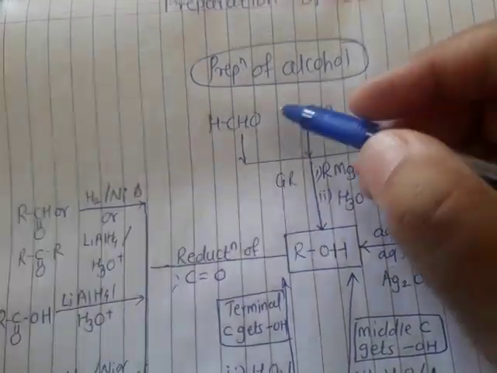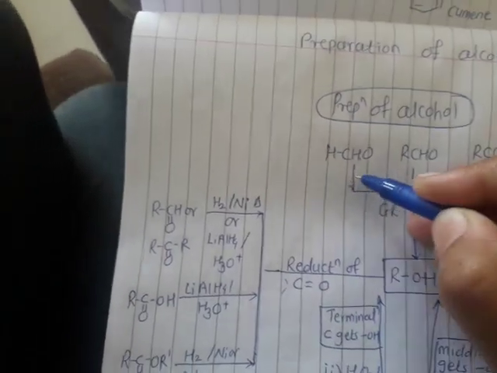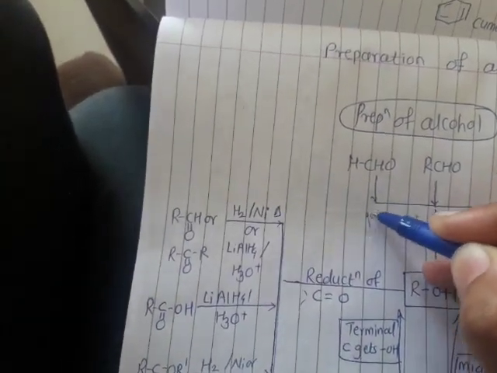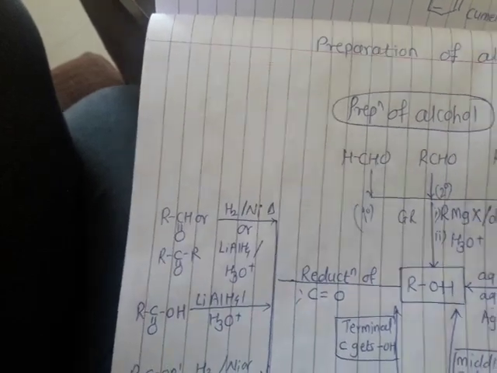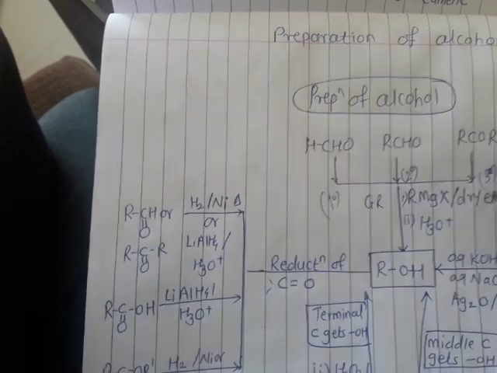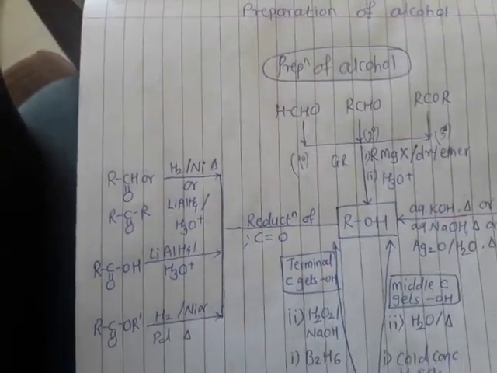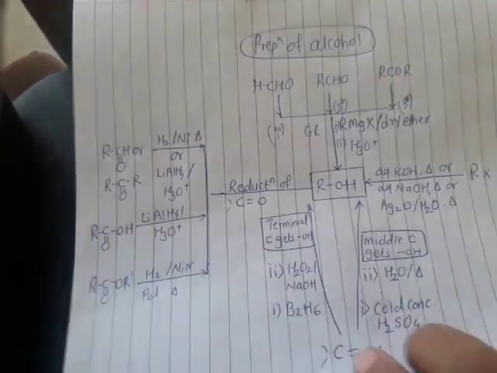Remember these conditions. So here I will write, just a moment, HCHO. It is going to give us primary alcohol. This is going to give us secondary alcohol, and here we get tertiary alcohol. Primary, secondary and tertiary alcohol. Is this clear? This is the summary of preparation of alcohol.